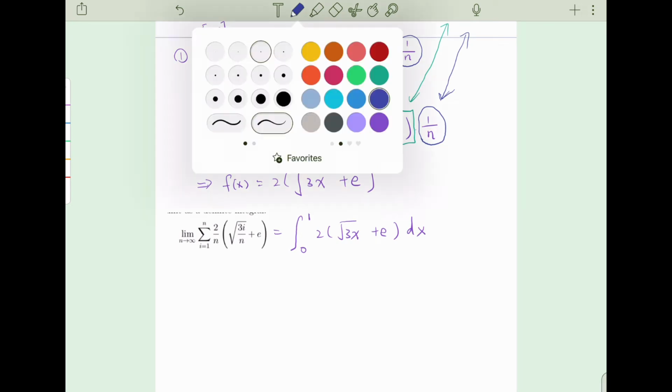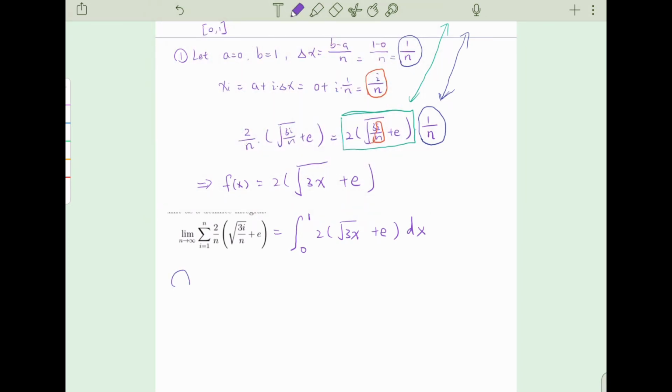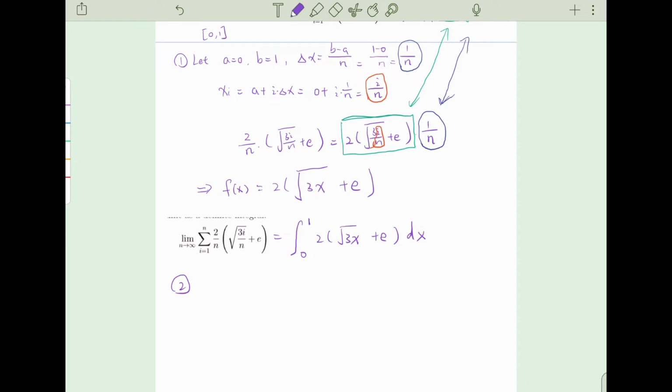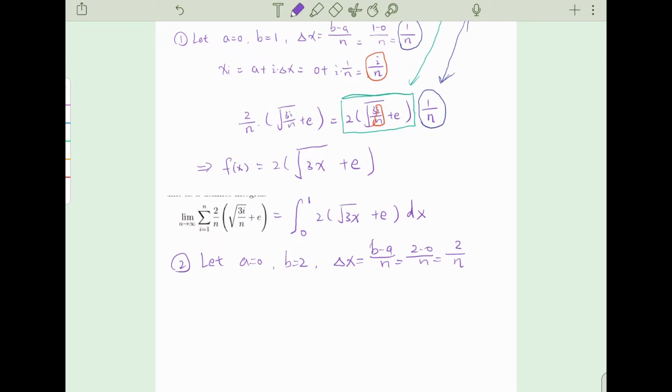So alternatively, second, what if we don't let a equal 0 and b equal 1? What if I choose another interval? So let's suppose that I have a equal to 0 and b equal to 2. Let's see what happens here. If we go this way, then delta x equals b minus a divided by n, which is 2 minus 0 divided by n, and that's going to be 2 over n. And continuing, we create this xi, that is a plus i times delta x.